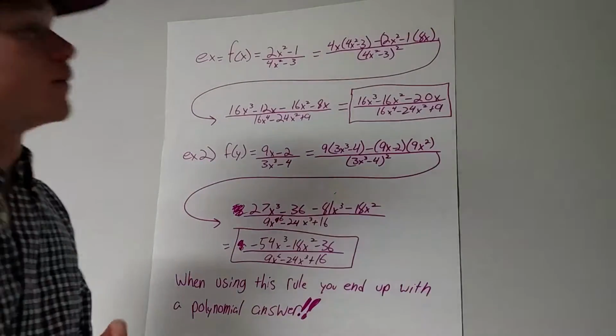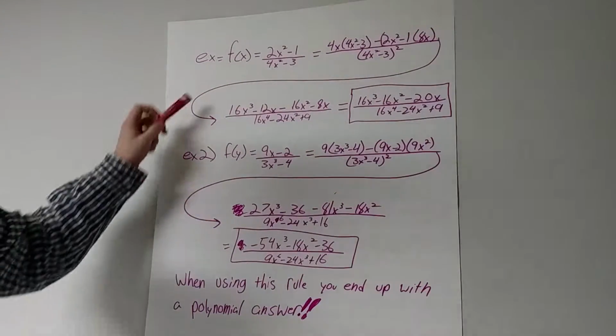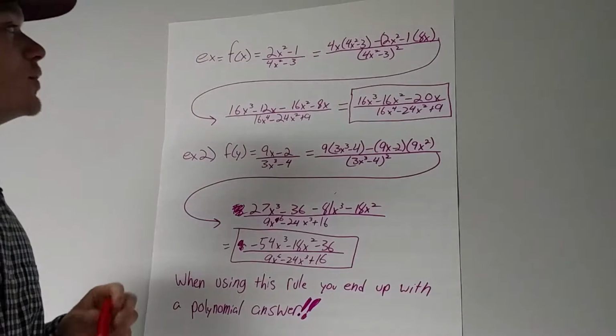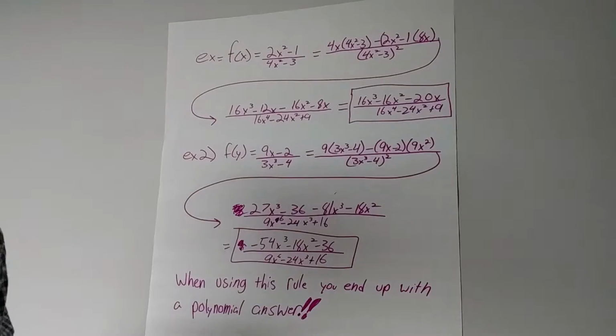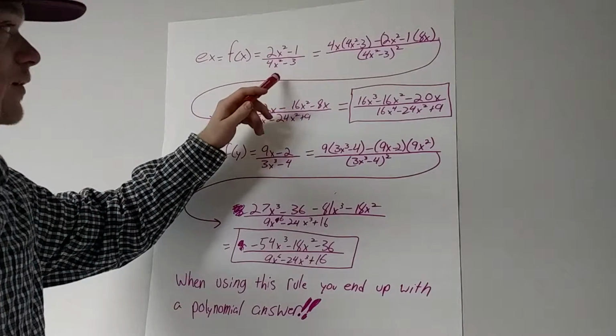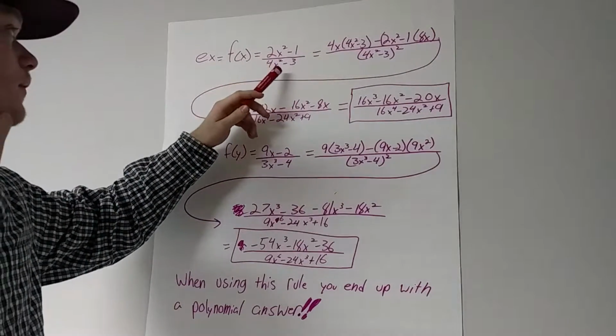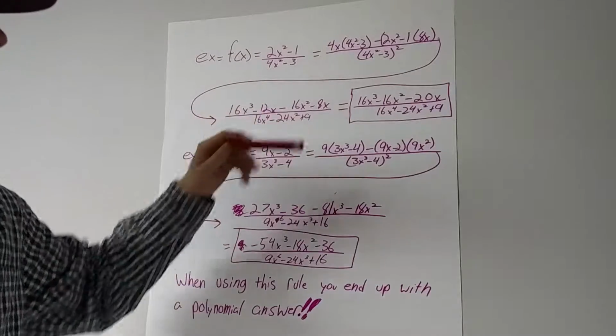A couple of problems here that I've already pre-worked out. My example here was the function 2x squared minus 1 over 4x squared minus 3. Now you can't simplify this down. There might be a factor for that, but I don't believe there is.